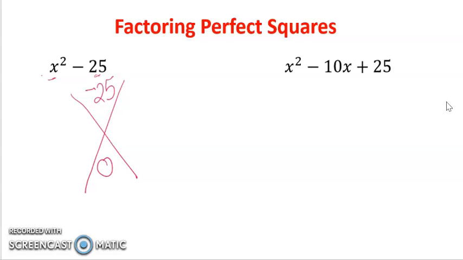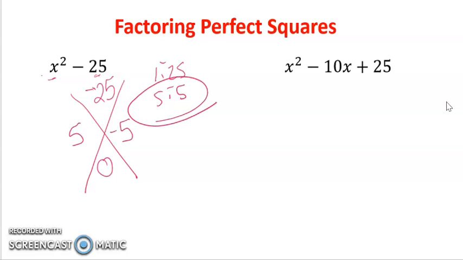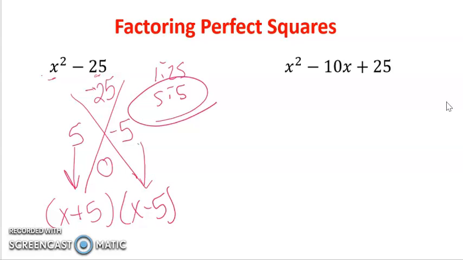So the factors of 25 have to be added together to give us 0. And because this is a negative here, one of them has to be negative. So 1 times 25 and 5 times 5. Okay? So if we multiply 1 times negative 25, we do get negative 25. But we want 0 when we combine our factors. So our factors are 5 and negative 5. Alright? So x plus 5 would be this one. And x minus 5 would be this one. Those are the two factors.